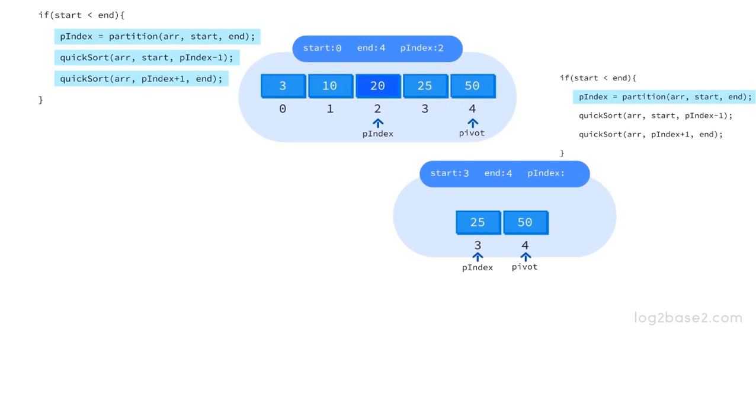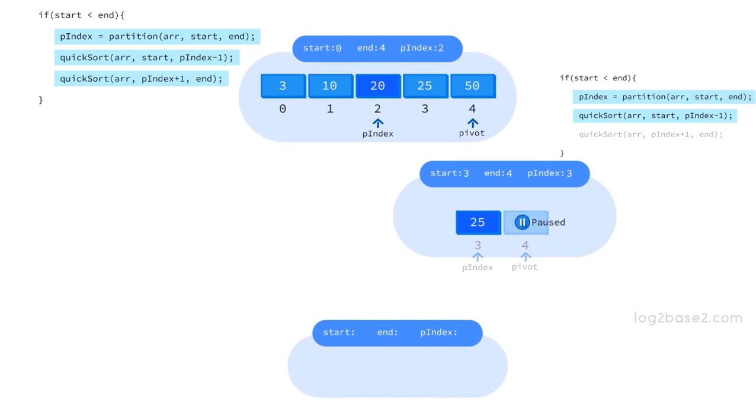Now, ARR of p index is sorted. So ARR of 3, 25 is sorted now. Here p index value equal to 3. Now, this function has two recursive calls like we had in previous cases. That is, from starting index to p index minus 1 and next is from p index plus 1 to end. Like above, the first recursive call will be executed first and the second call will wait until the task of first one is finished.